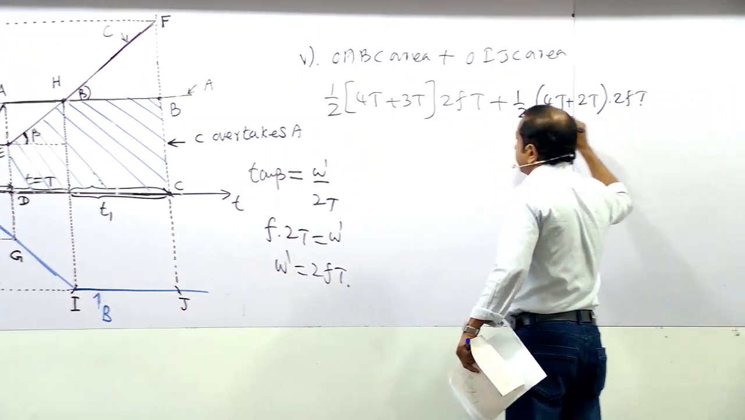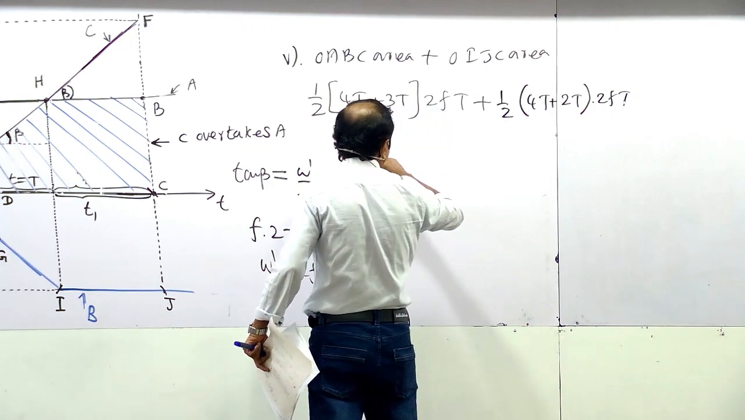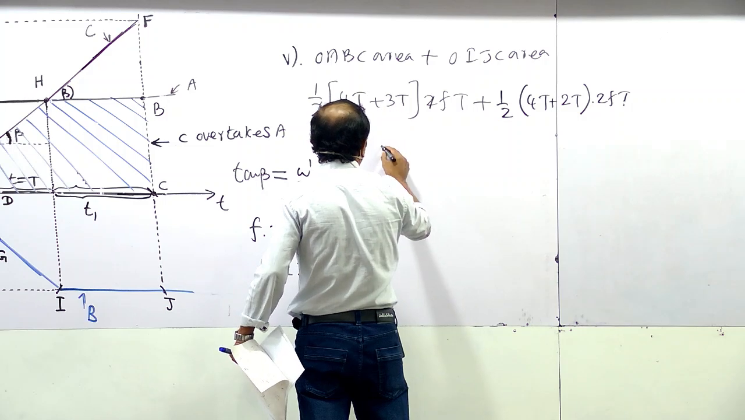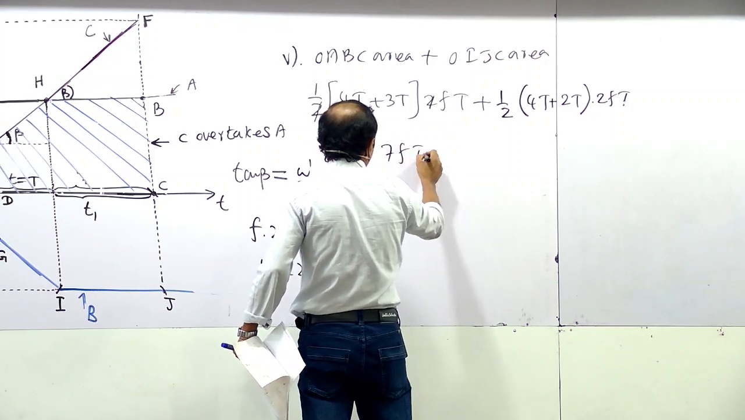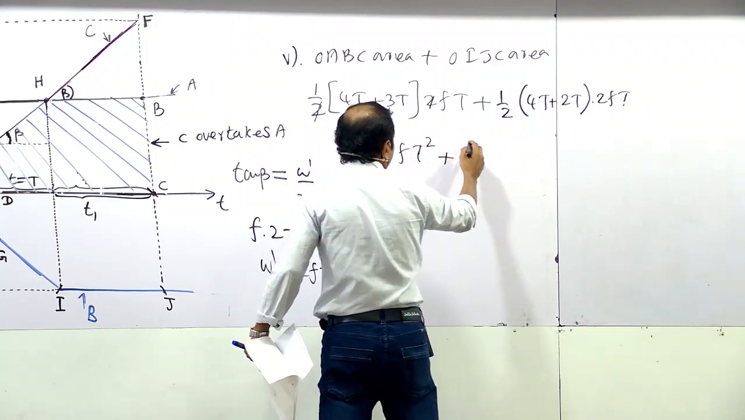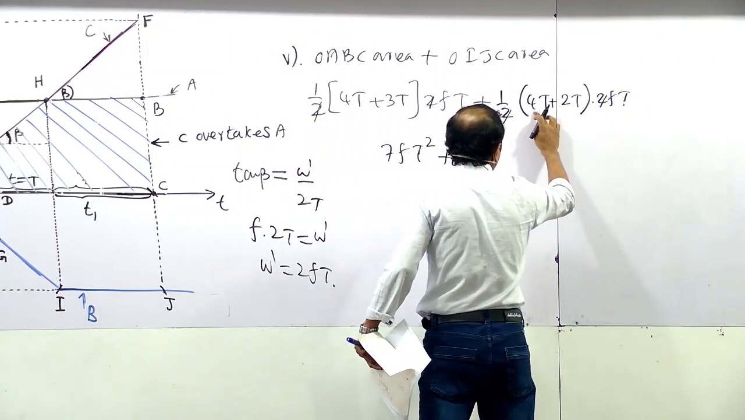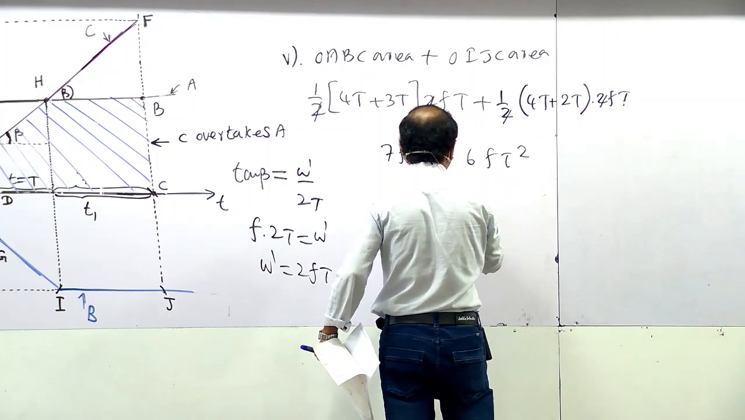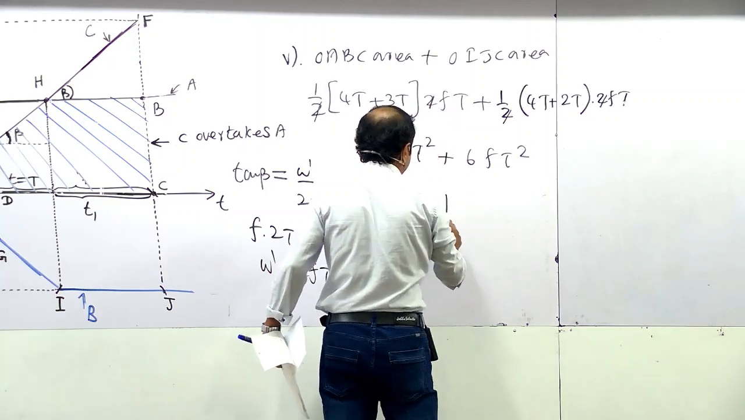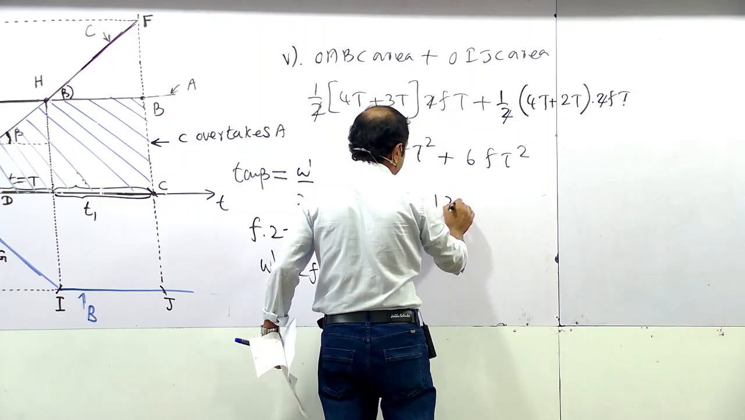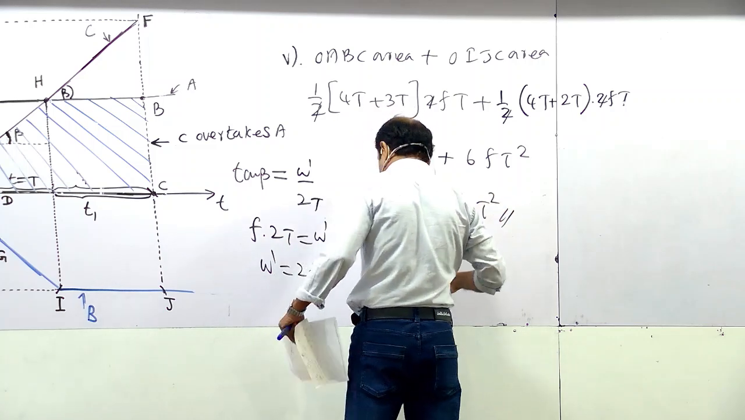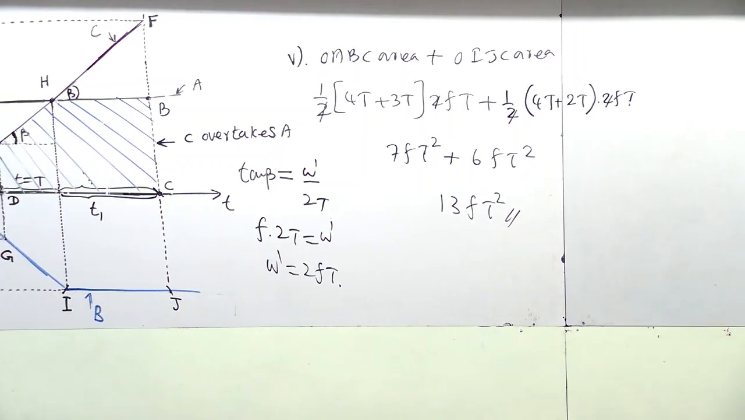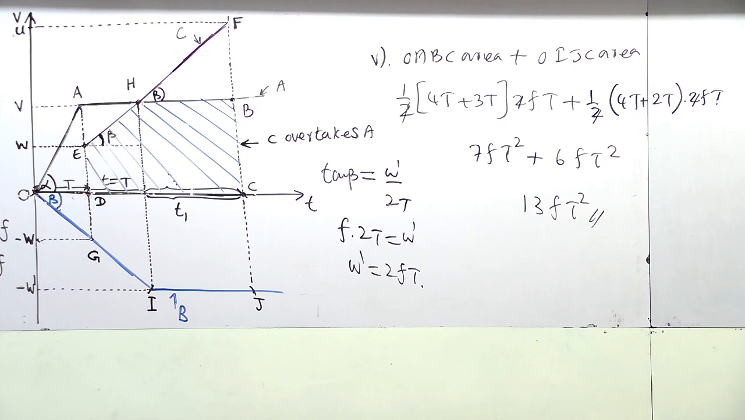Alright, now simplify this. 2 and 2 you can cancel down. 7ft squared. 2 and 2 you can cancel down here. 6ft squared. 6 and 7, 13ft squared. Right, no? That's the distance between A and B.